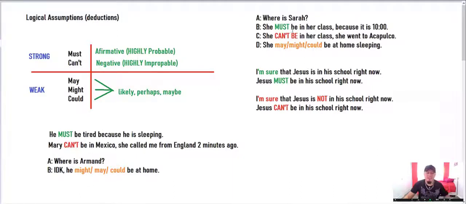She must be, it is a high degree of probability. She can't be, a high degree of probability, but negative. And might and could are like a weak degree of probability. That's the only thing that changes. By changing the modal verb, the degree of certainty that you want to express changes for sure. Everything depends on the evidence that you have.